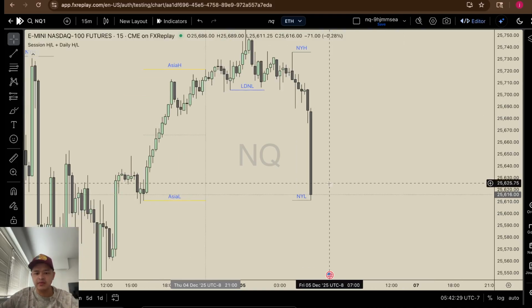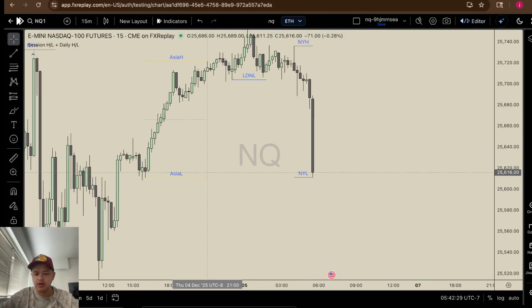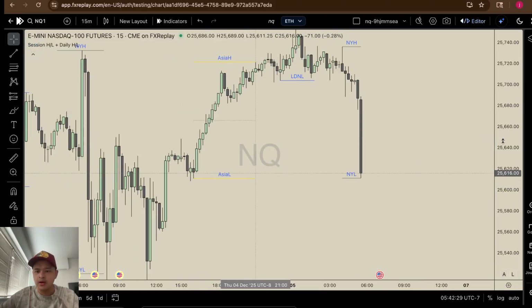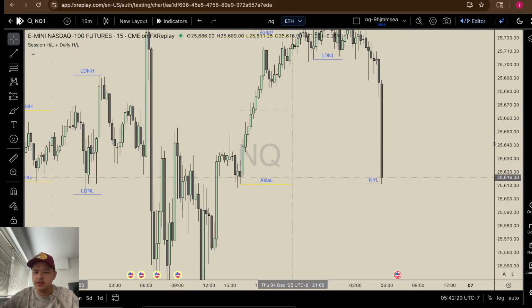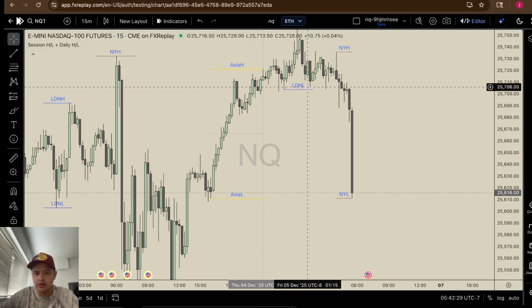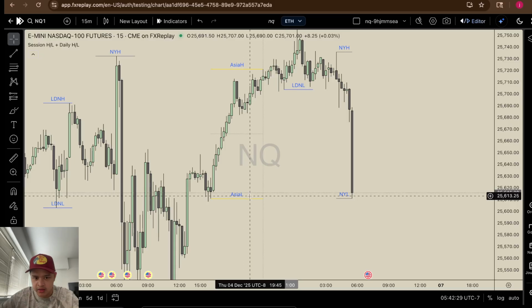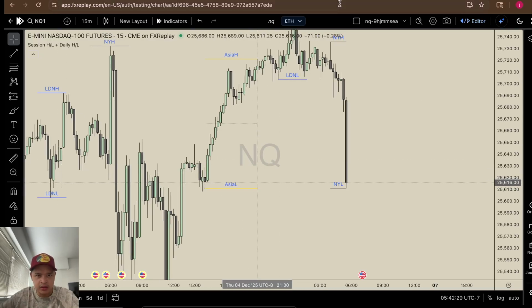See this massive red candle? And there's also news coming up here around 8 o'clock. High impact news. Is that CPI? It's high impact news. Okay. Anyways, look what price did. It took out Asia low, right? Session liquidity. It took that out.